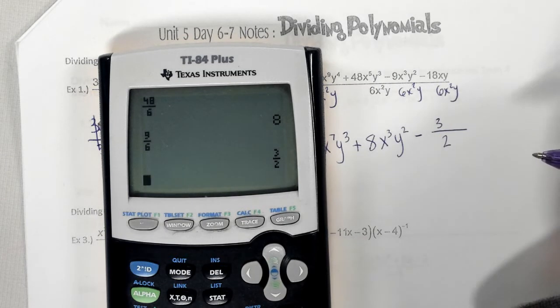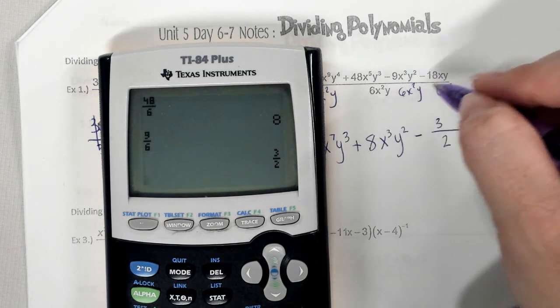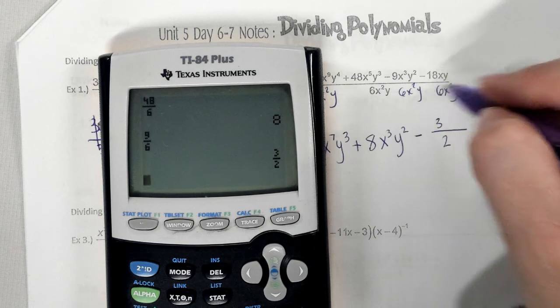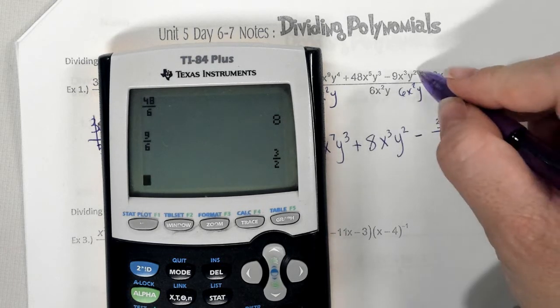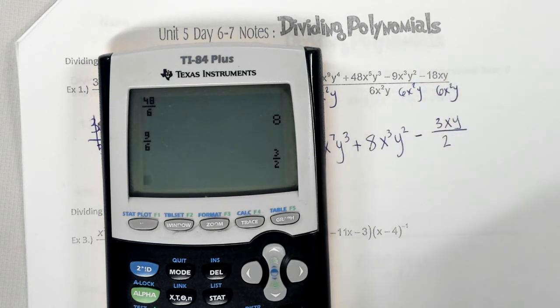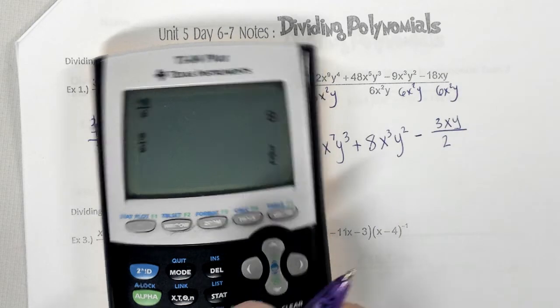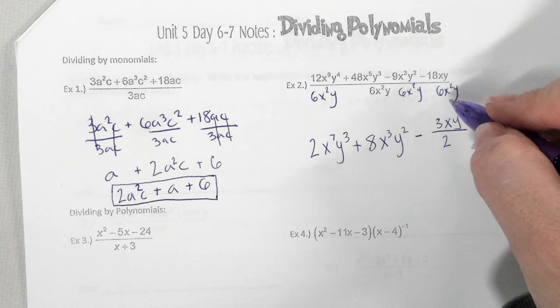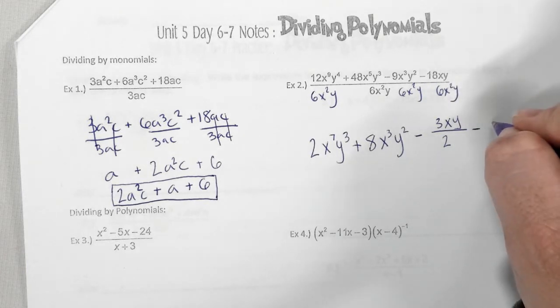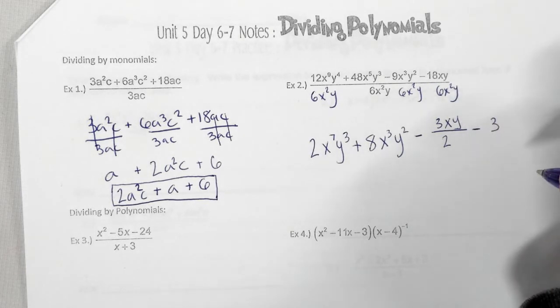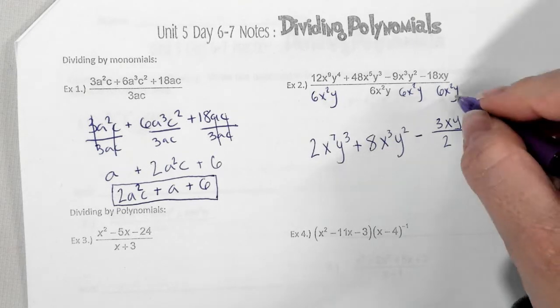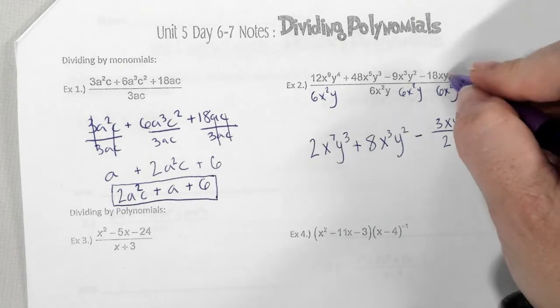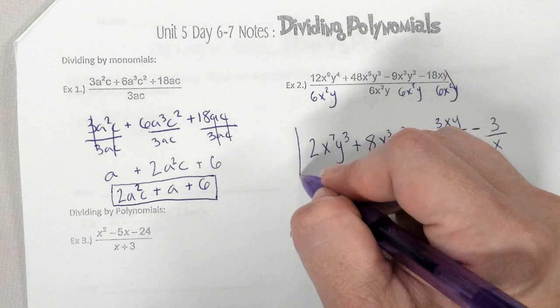Where are there more x's? Top. So 3 minus 2 is 1 x left, and then 2 minus 1 is 1 y left. And then another minus sign. What's 18 divided by 6? 3. And where are there more x's? The bottom. So 2 minus 1 is 1, and the y's cancel. So here's your answer.